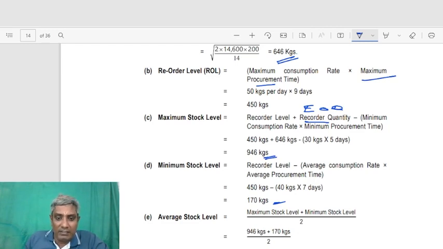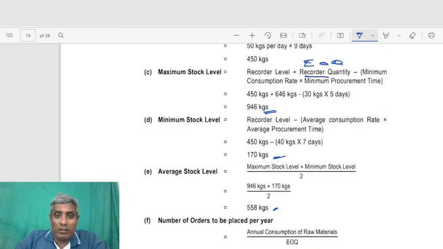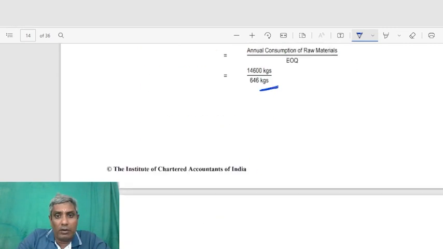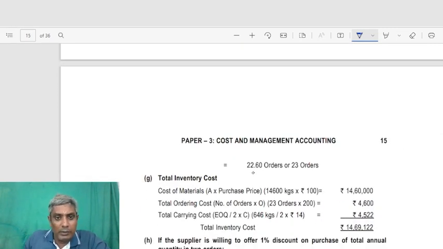And average level, yes, maximum plus minimum divided by 2. Now we have read one more formula, half of the reorder quantity. That is also there, one more formula. And number of orders to be placed in a year, how much? 14,600 divided by EOQ. This is the number of orders. So the answer is very clear: 22.60. We convert it into full orders. So 23 orders. Clear? Now let us calculate the total inventory cost.